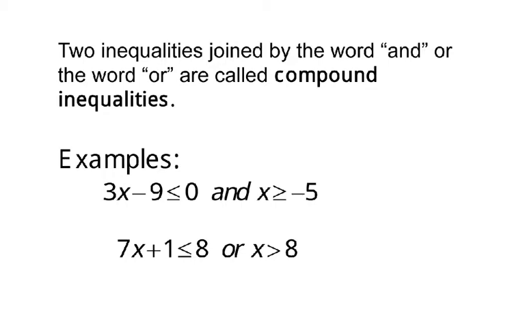So, compound inequalities come up when you have two separate inequalities that you join by either the word and or the word or. For example, 3x minus 9 is less than or equal to 0 and x is greater than or equal to negative 5. The and there is saying that both of those conditions need to be met for something to be a solution.